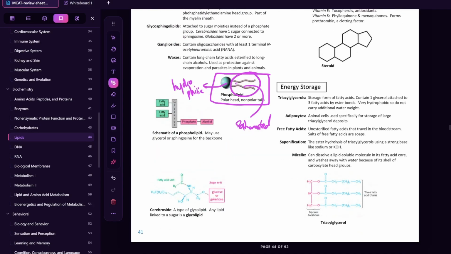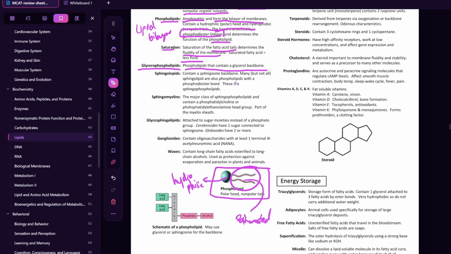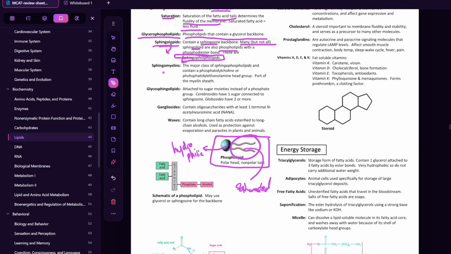Phospholipids contain a glycerol backbone. And then sphingolipids, this is a typo, it's not lipids, it's sphingolipids, contain a sphingosine backbone. Many but not all sphingolipids are also phospholipids with phosphodiester bonds, and those are called sphingophospholipids. Sphingomyelins are a major class of them and contain a phosphocholine, or this is a very long name, head group, and it's part of the myelin sheath. So the myelin sheath relates back to biology, it was about the nervous system and how neurons have myelin sheath on their axon. So if you review biology, that would be helpful.